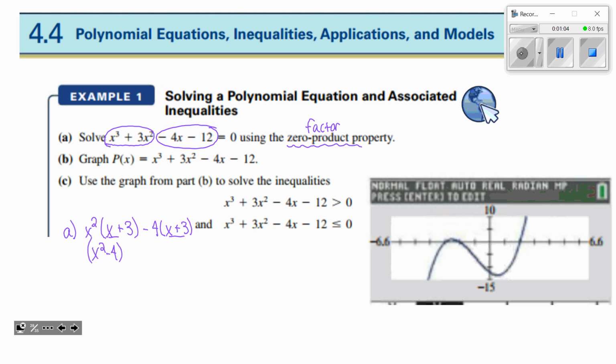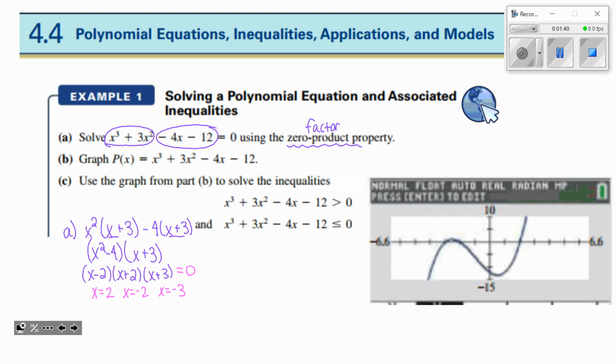So if we go back to what we were learning in chapter 3 about squares, this guy is a difference of squares. So I can factor that out even further to x minus 2, x plus 2, and x plus 3. And now I can use the zero product property and say equals 0 to find those x-intercepts. So I have an x-intercept at 2, an x-intercept at negative 2, and an x-intercept at negative 3.